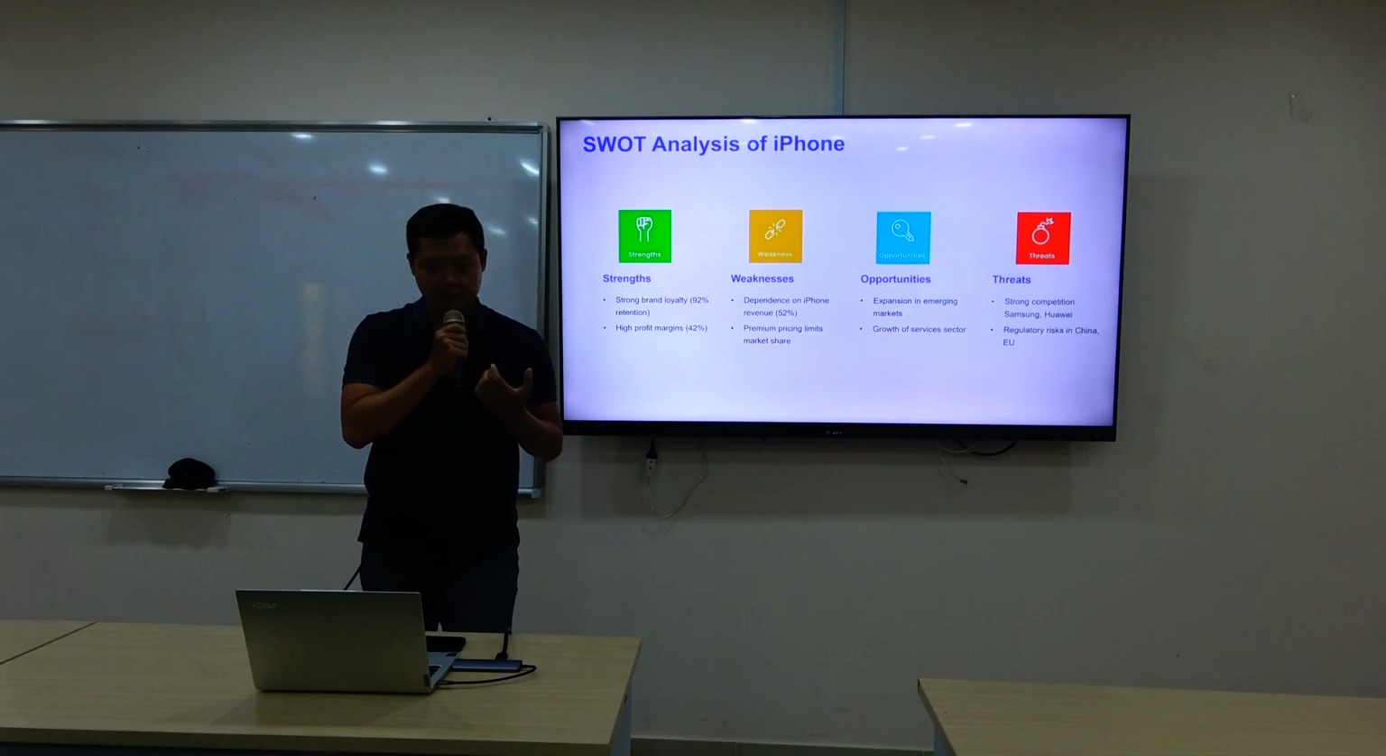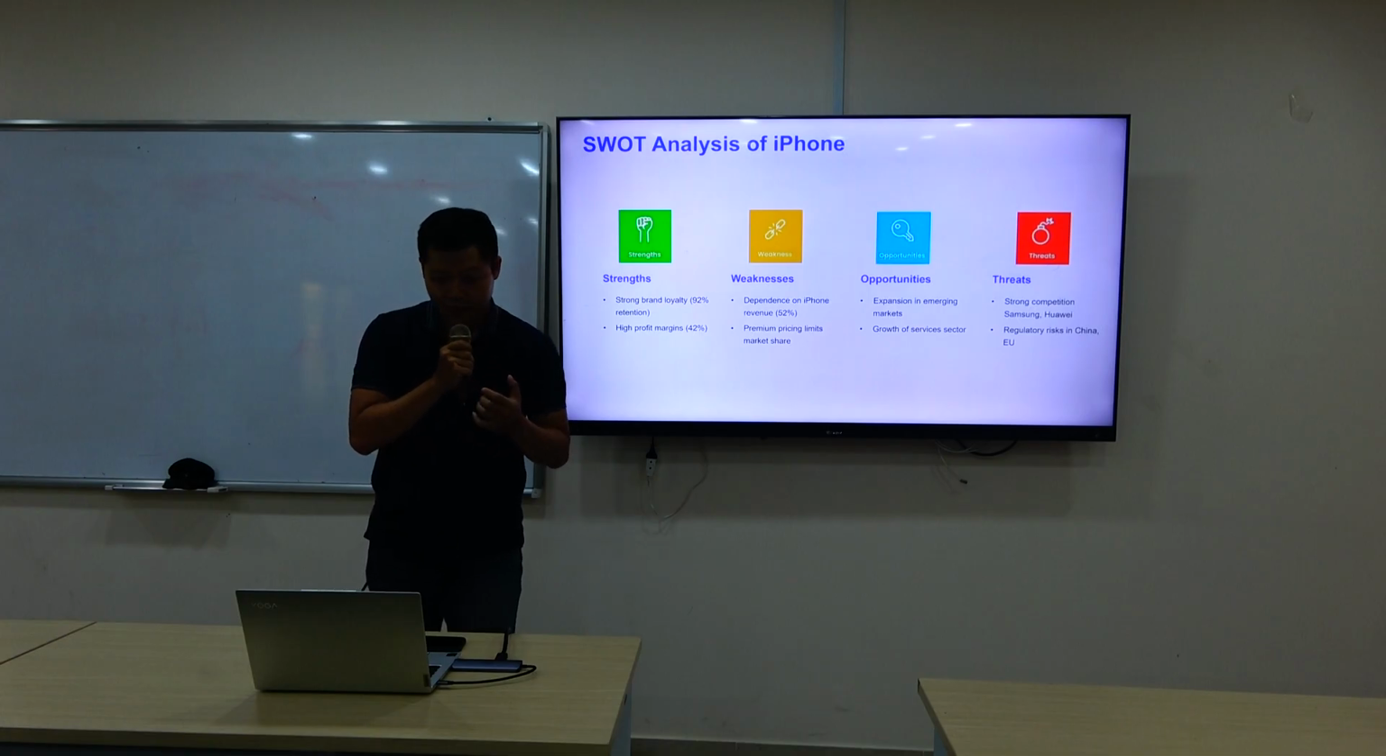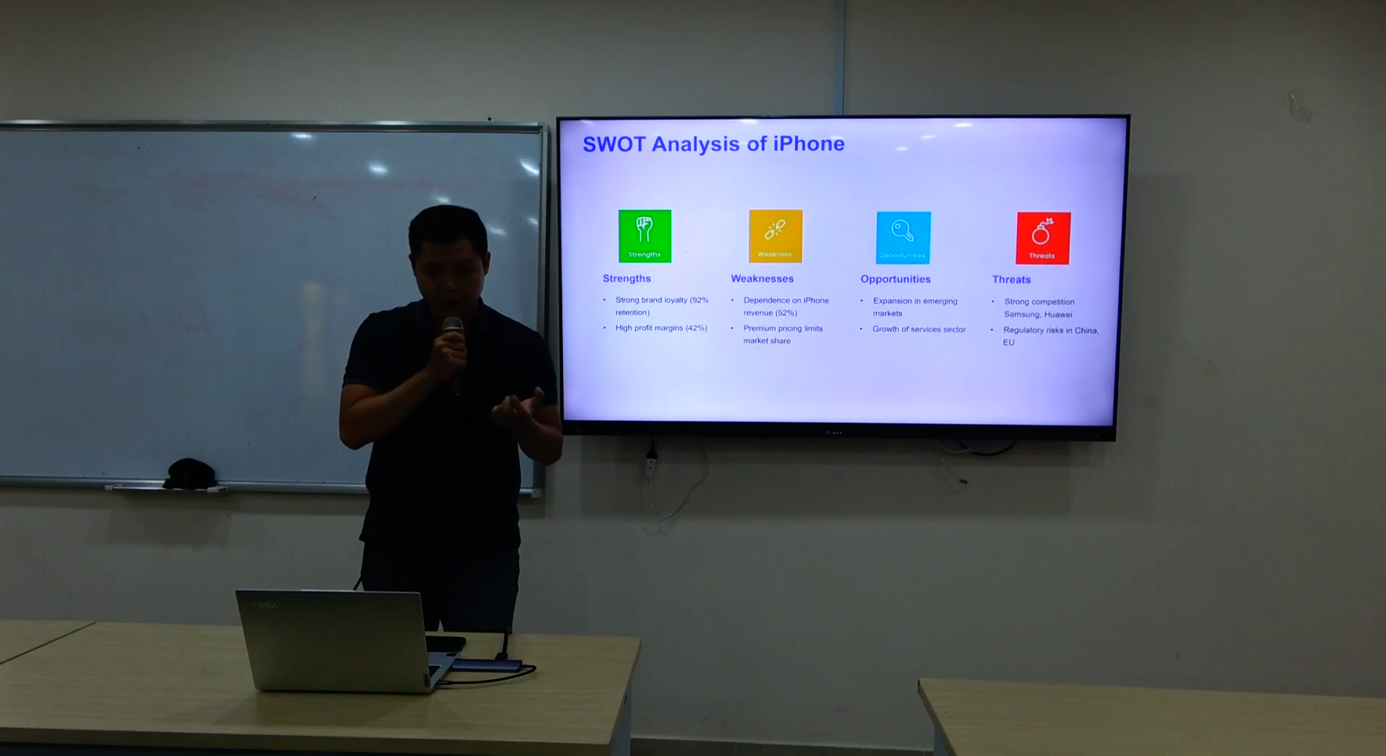Besides, Apple has opportunities to grow in the future because they have strong resources to expand into other markets, the developing markets like Southeast Asia or China. They can also build the ecosystem with services like Apple Music or iCloud.